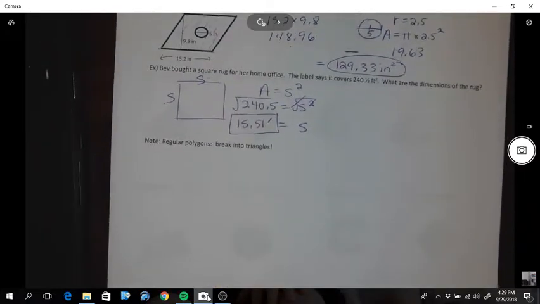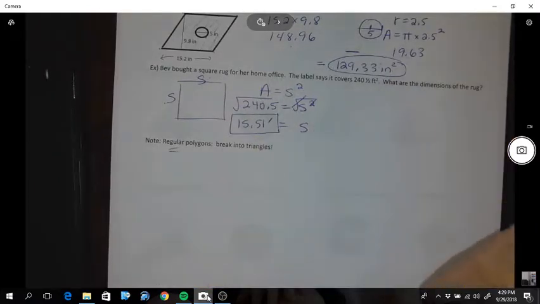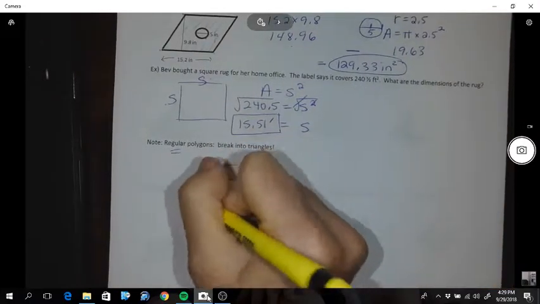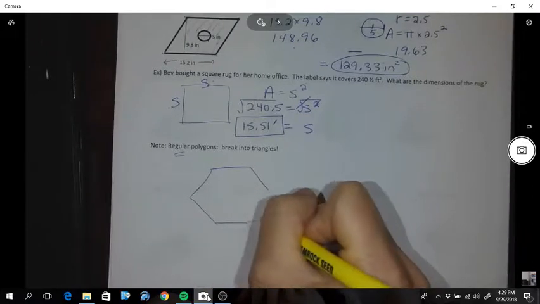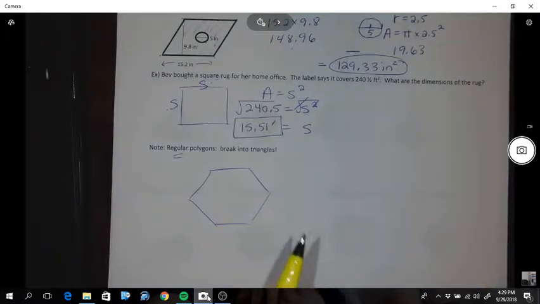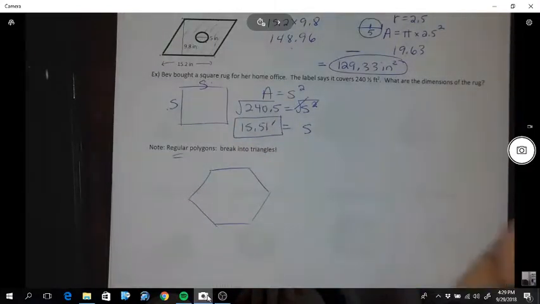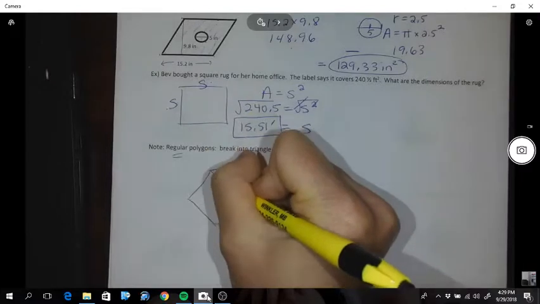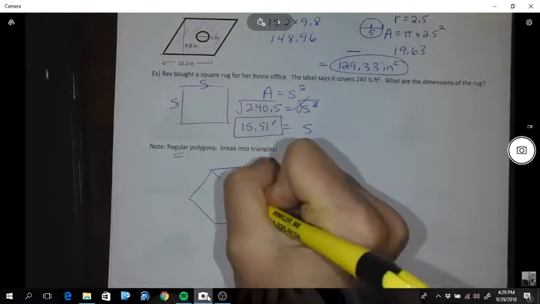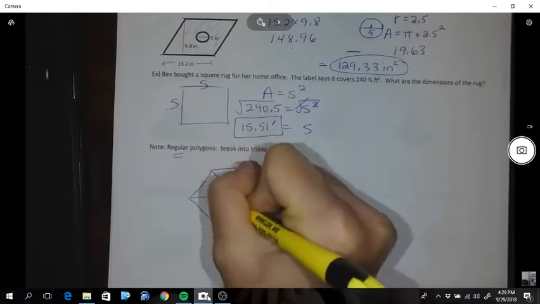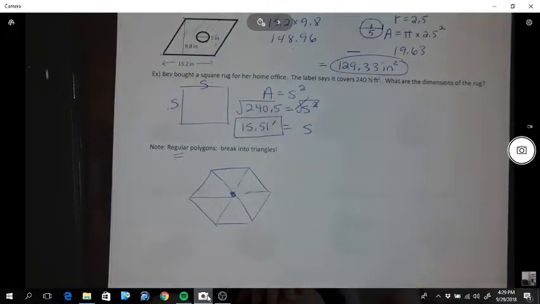Okay, regular polygons. So a regular polygon, I'm just going to give you an example here. That means that it could be any shape, but it means that all the sides are the same. So let me draw a hexagon here. So regular means that all 6 of these sides are the same as each other. Okay, so my tip was to break these into triangles. So this is what it's going to look like. So you can see that there's 6 triangles.